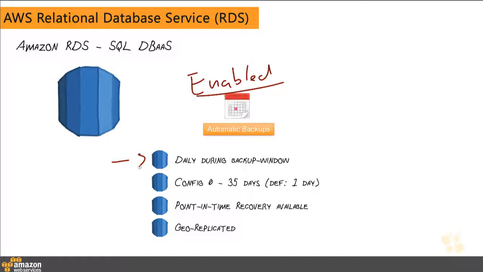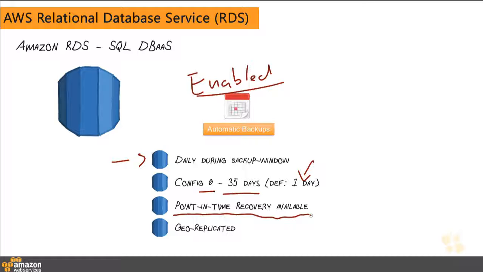You can also configure that backup to be retained for anywhere from 0, which is disabled, to 35 days. Now, it defaults to a single day of backup, but you can configure those to be retained all the way up to 35 days. And that, combined with the transaction logs for point-in-time recovery, means that you can get back to any point in time for your database within that retention period. So if your retention period is set up for 14 days, 2 weeks, any point in time during those previous 2 weeks, you can restore to that exact moment that your database was being used.